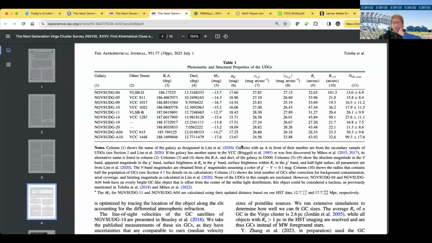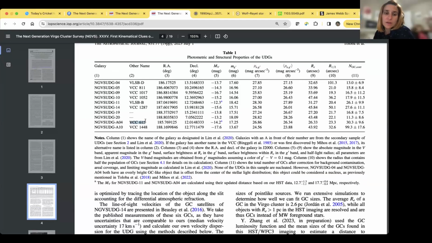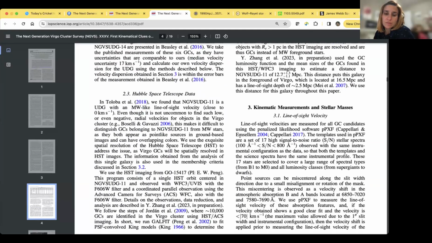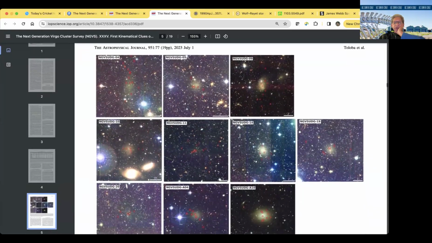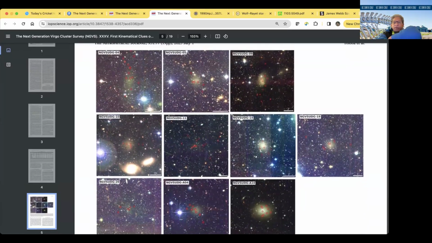VCC 615 is the galaxy that Chris Mihos has been writing papers on. Oh, these are the galaxies, I see. Wow. Beautiful. Are we observing any of these tonight? Yes, 19, the one that is isolated in the middle row, the last one, far right.